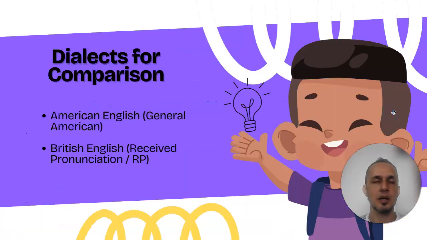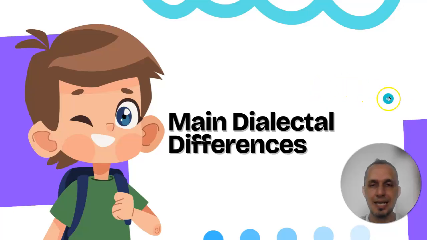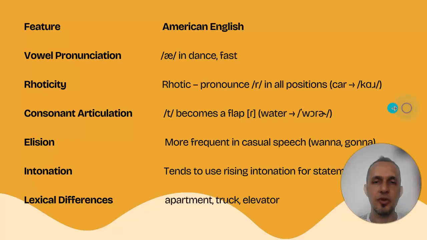Now we can start. Dialects for comparison. I have chosen both of them: American English, which is General American, and the other one, British English, which is called Received Pronunciation, RP. The main dialectical differences. Here we have American English. In the vowel pronunciation, the A in "dance" and the second one, "fast."